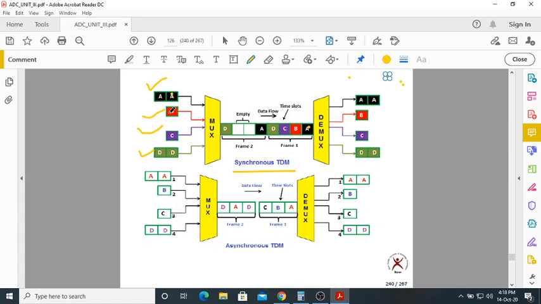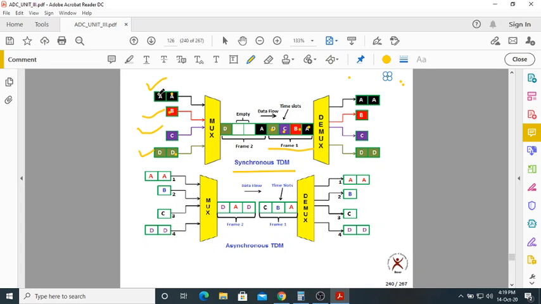Next, user B, user 2 transmitting symbol B, user C transmitting symbol C, user 4 transmitting symbol D. So this is called a frame. Here in the frame there are 4 time slots. Generally in synchronous TDM, the number of time slots in a frame is equal to the number of users. Here 4 users, that's why there are 4 time slots in a frame. This is a frame. Next, it repeats.